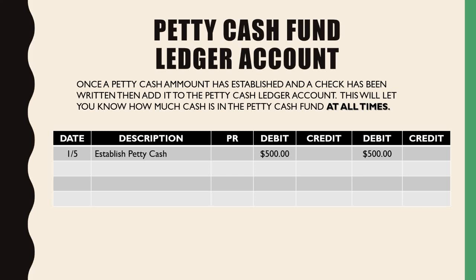Then let's talk about what happens when we create that ledger account, right? So our scenario here is that we took the cash and we're going to debit into our petty cash fund. So this is what the petty cash fund ledger should look like, right? First thing that you have is to establish it. It's going to be at $500. Okay.